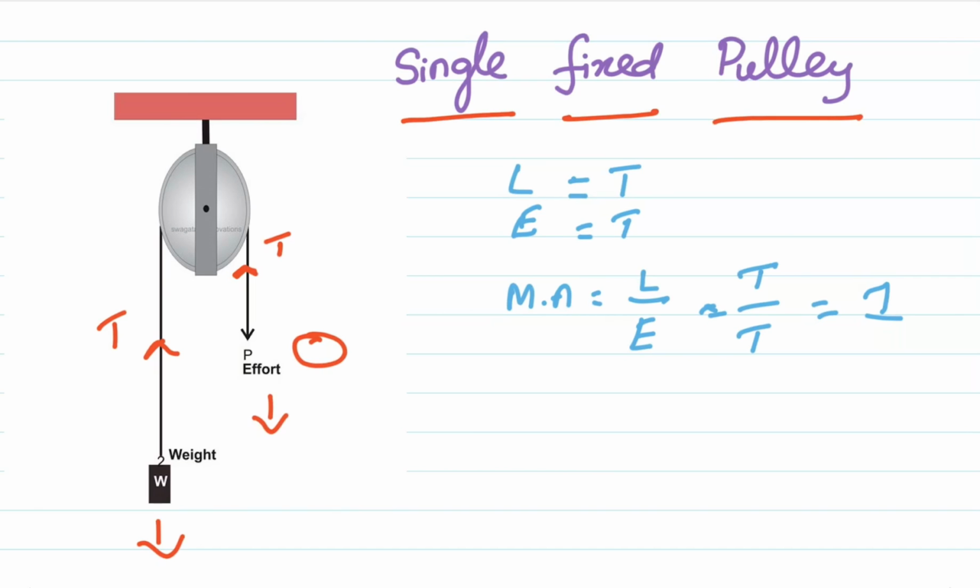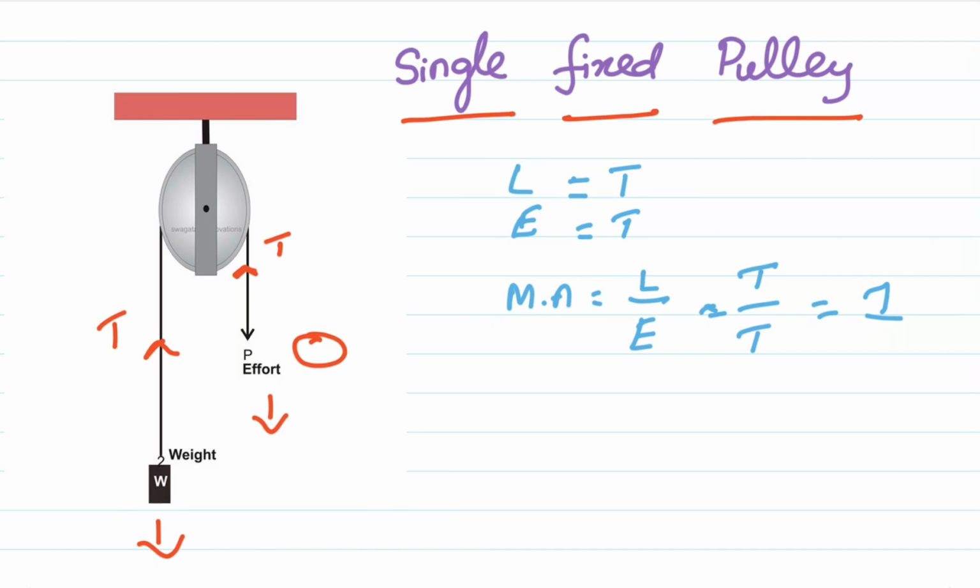But in actual practice, some friction is always present at the axle of the pulley. Hence, the effort applied should be slightly greater than the load. Definitely there will be friction in the axle of the pulley, so the effort applied is always greater than the load. The effort is applied not only to overcome the load, but also to overcome the friction in the axle of the pulley. Okay. Next, we calculate the velocity ratio.